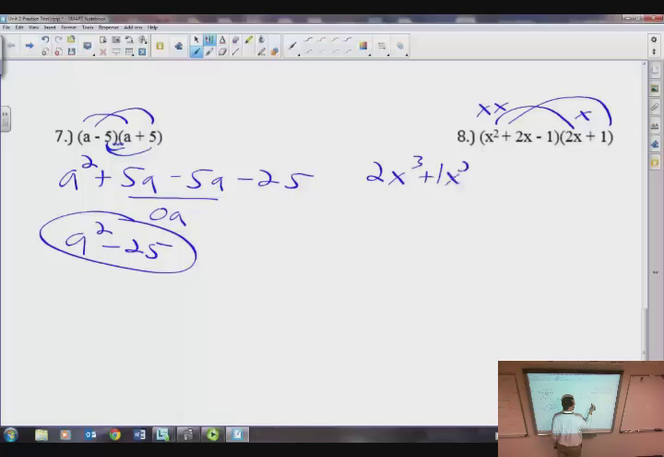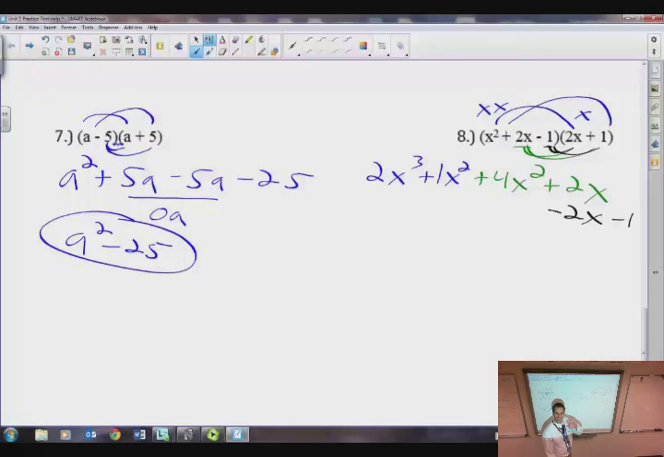Then in green, we're going to do 2x times 2x is a 4x squared, because there's 2 x's there. And then 2x times 1 is just a 2x. And then, last but not least, negative 1 times 2x is a negative 2x. And then negative 1 times 1 is a negative 1. Ooh, look, it already lined up.